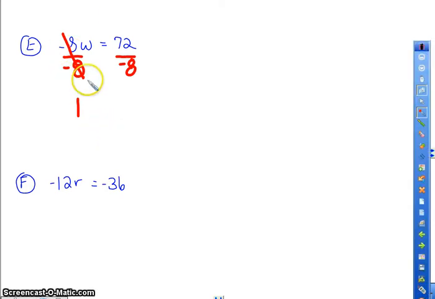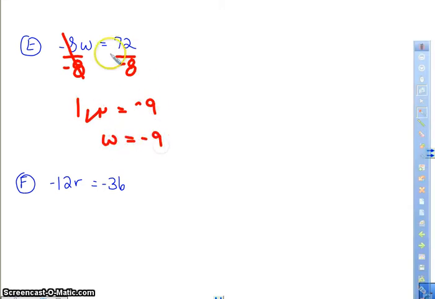Come on here, pen. There we go. Slowly. 72 divided by negative 8 is negative 9. And I can get rid of that 1. So I have w equals negative 9. Now we know a negative 8 times a negative 9 would be a positive number. And 9 times 8 is 72. So that checks out as well.